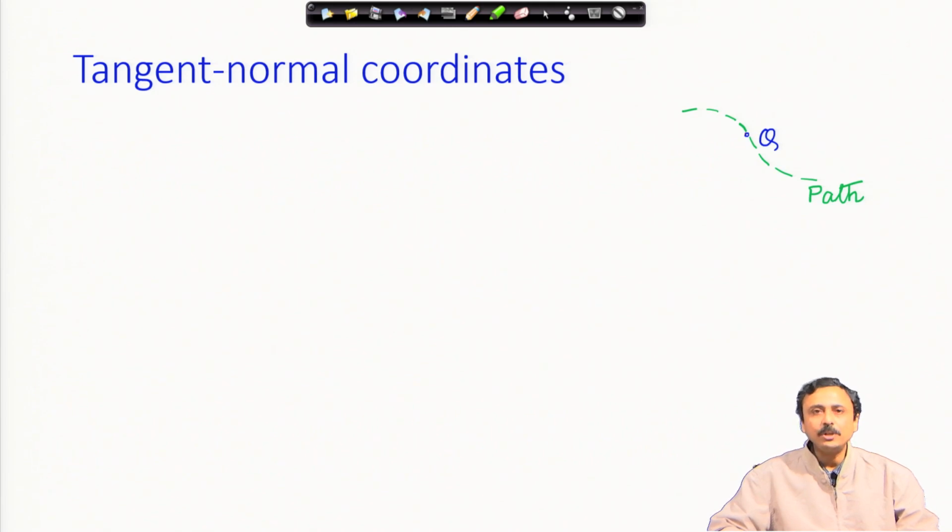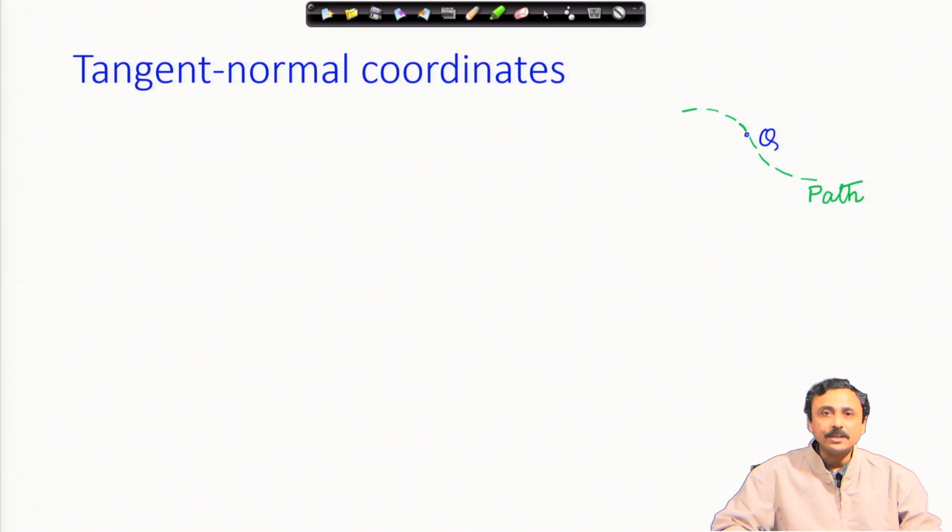Now, tangent normal coordinates: the name itself suggests that there must be something like a tangent vector and a normal vector. Suppose there is a path as I have shown here, and a particle Q is travelling on this path, and this path is in a plane.